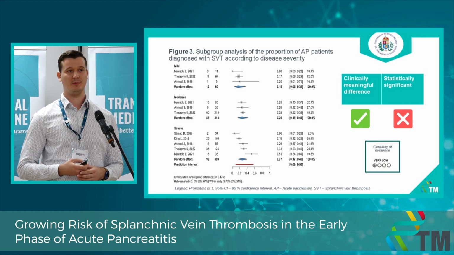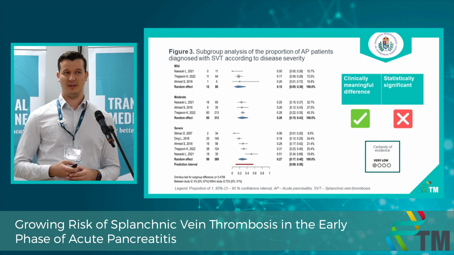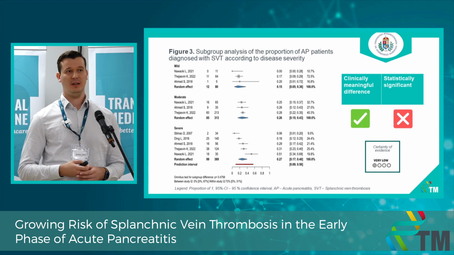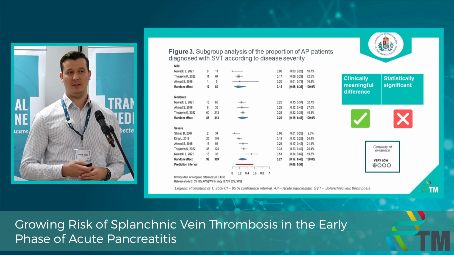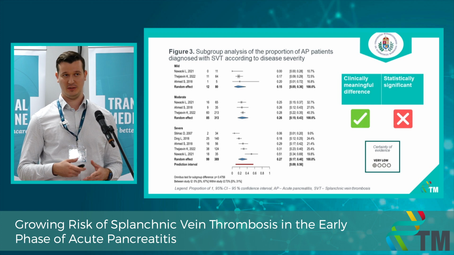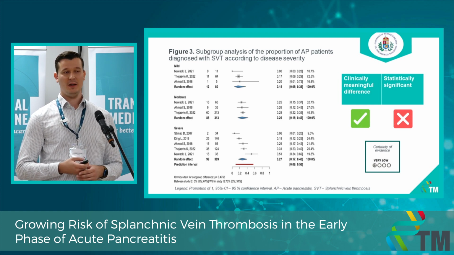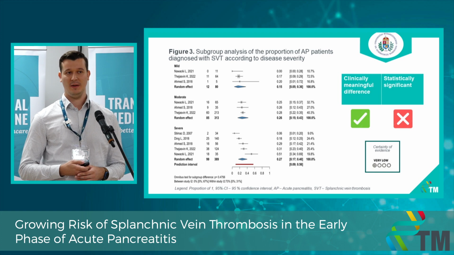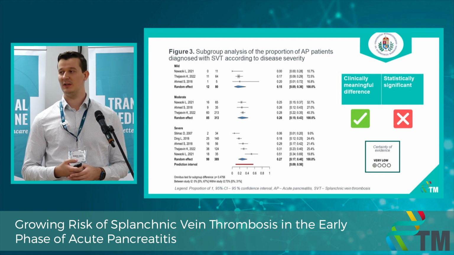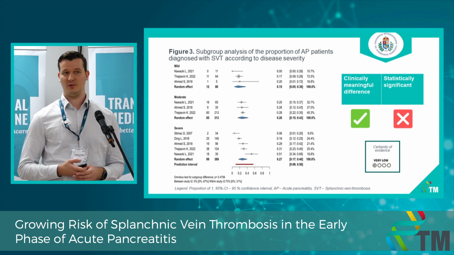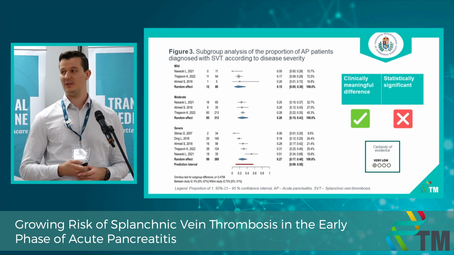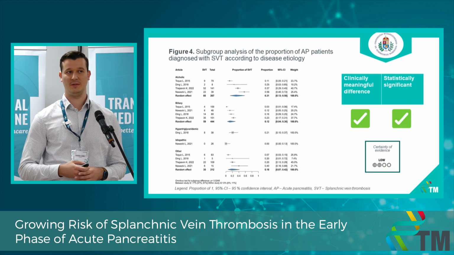Figure 3 is a subgroup analysis regarding SVT prevalence with AP disease severity taken as the subgroups according to the revised Atlanta criteria. Here we can see increasing SVT proportions with increasing severity, although this analysis showed no statistical significance. It is most likely due to the low number of studies reporting this. Regardless, this difference is clinically significant.